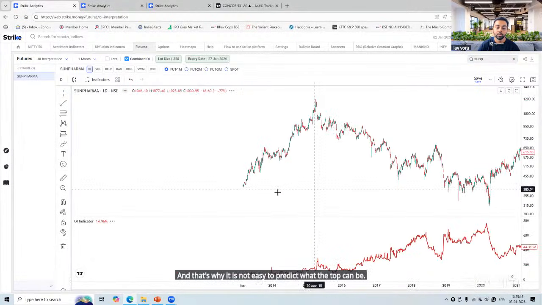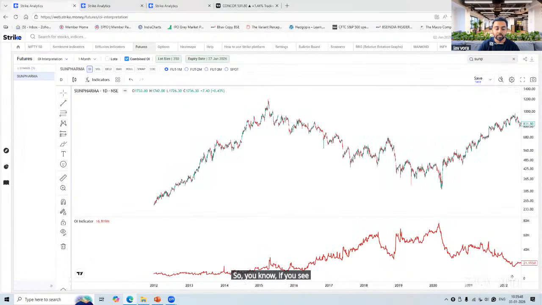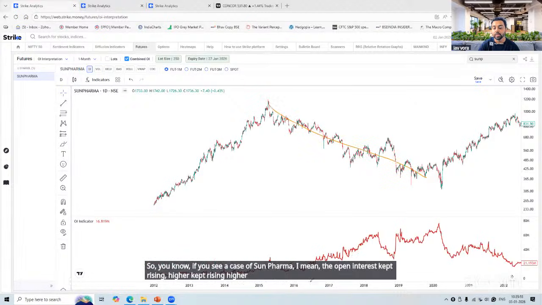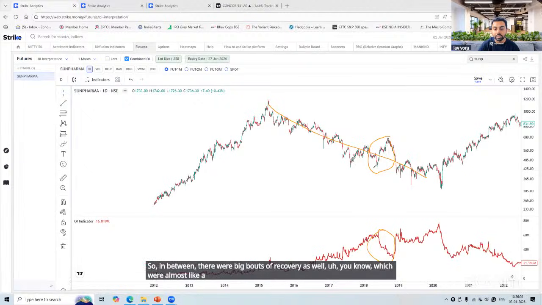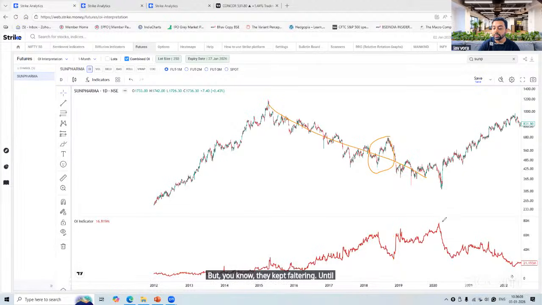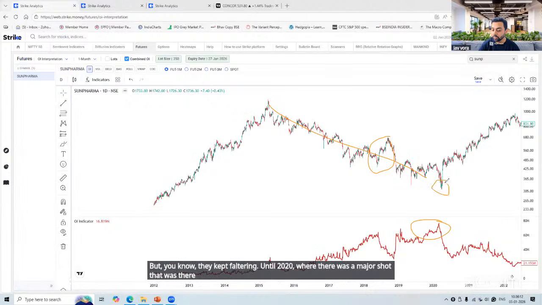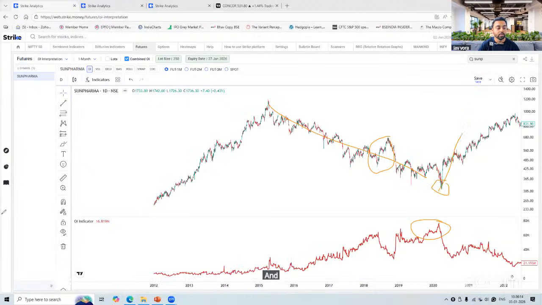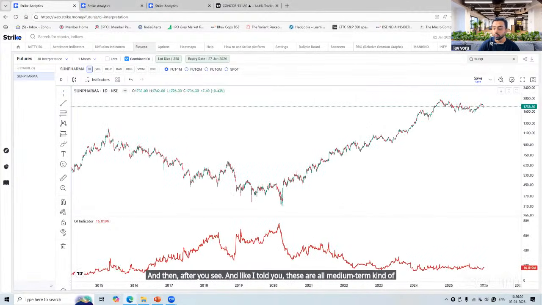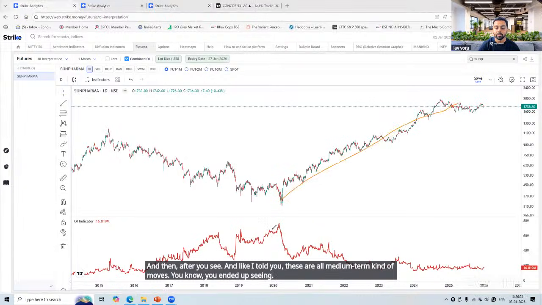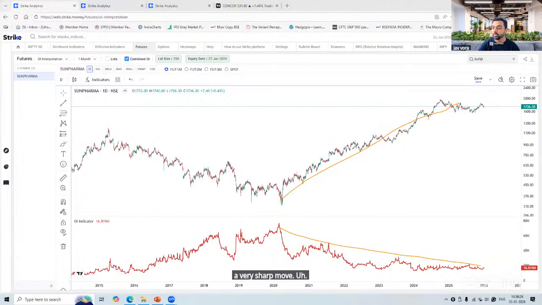That's why it is not easy to predict what the top can be. So if you see the case of Sun Pharma, the open interest kept rising higher in this entire decline. In between, there were big bouts of recovery as well, almost like a 50, 70, 80% kind of move. But they kept faltering until 2020, where there was a major short. Of course, COVID happened. And then after, like I told you, these are all medium term kind of moves, you ended up seeing a very sharp move based on the short covering rally.